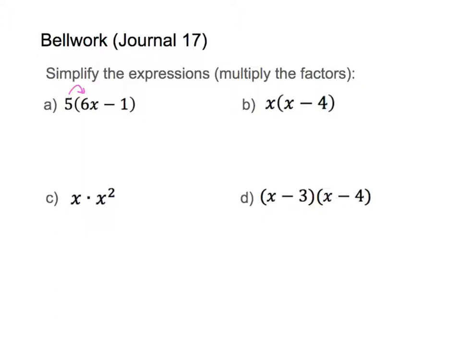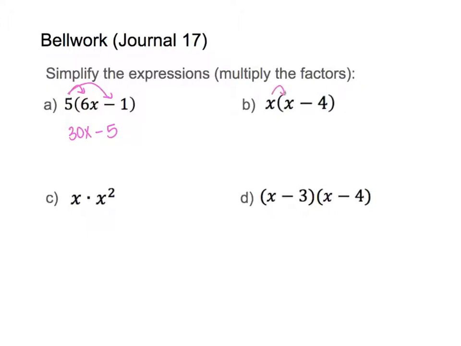So I'm going to go ahead and do that. So 5 times 6x gives me 30x. I just multiplied the coefficients. And then 5 times -1 is -5. And then we take a look if we can simplify any more, but 30x and 5 are not like terms, so we can't combine them. So this is all that I can simplify it down to.